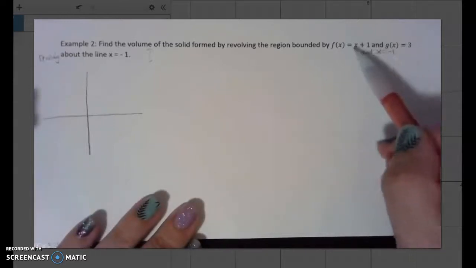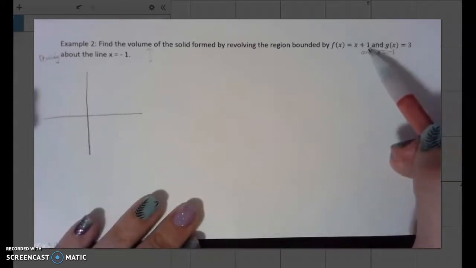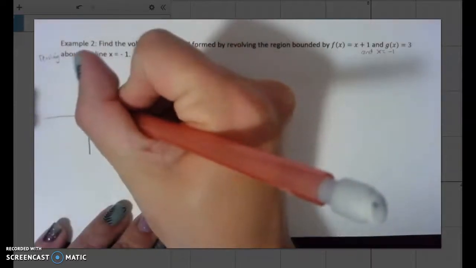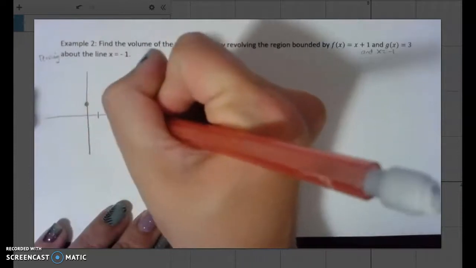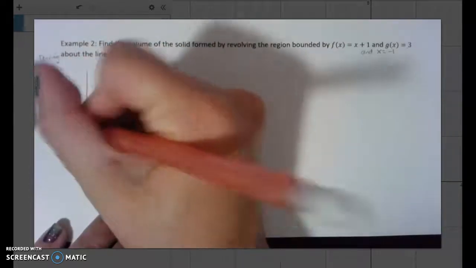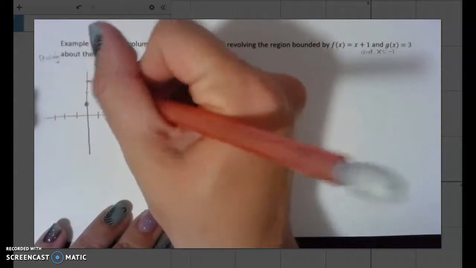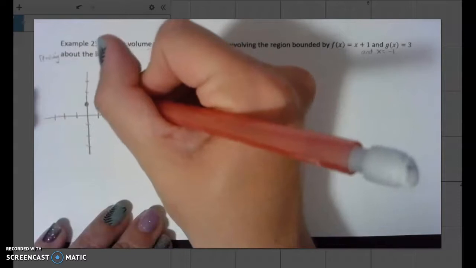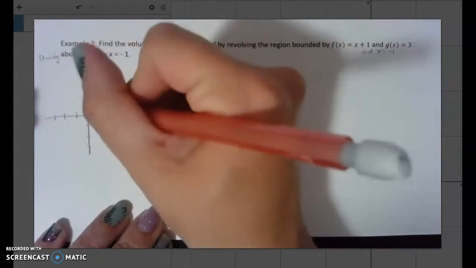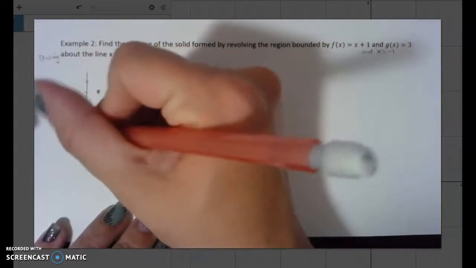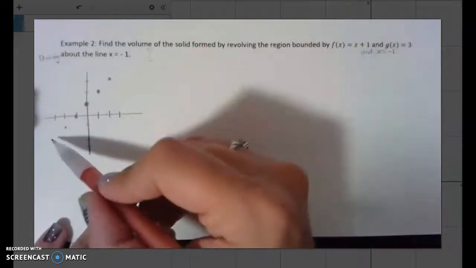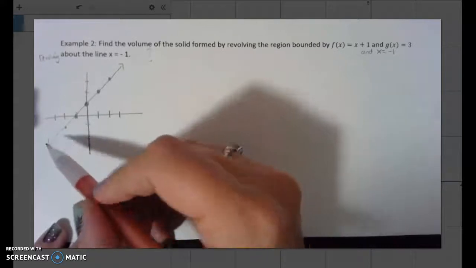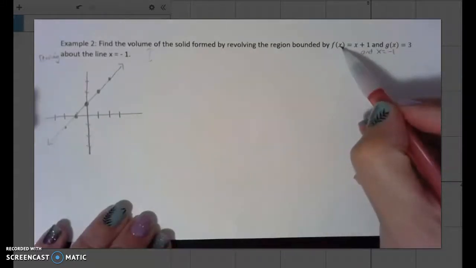So we've got x plus 1. Well, that one's pretty easy to graph. We should know that that's going to go through the y-intercept of 1, and it's going to have a slope of 1. So that means up 1 over 1, up 1 over 1, down 1, left 1. Okay, so we're going to have this graph right here. So this is the graph of f of x.